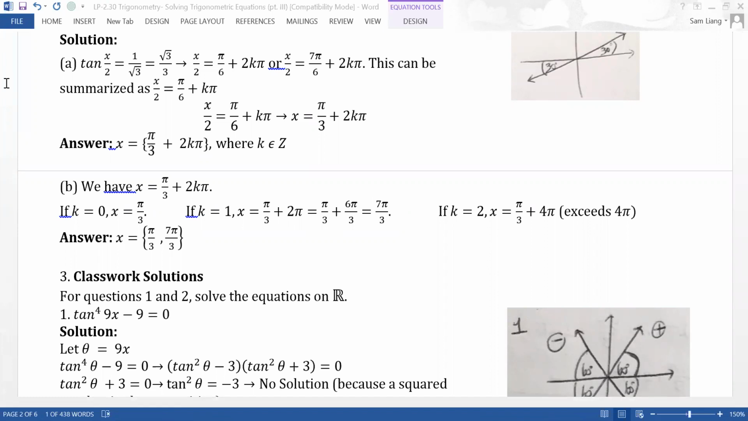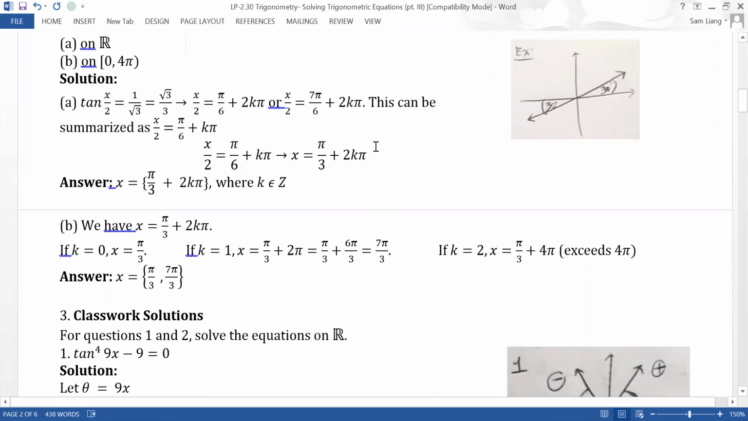I have a question about part A. Would the answer still be correct if you hadn't summarized your answer using just pi over 6 plus k pi? Like if you also used 7 pi over 6 plus 2k pi and divided that by 2, would that still be part of the answer? Yeah, that would be okay.